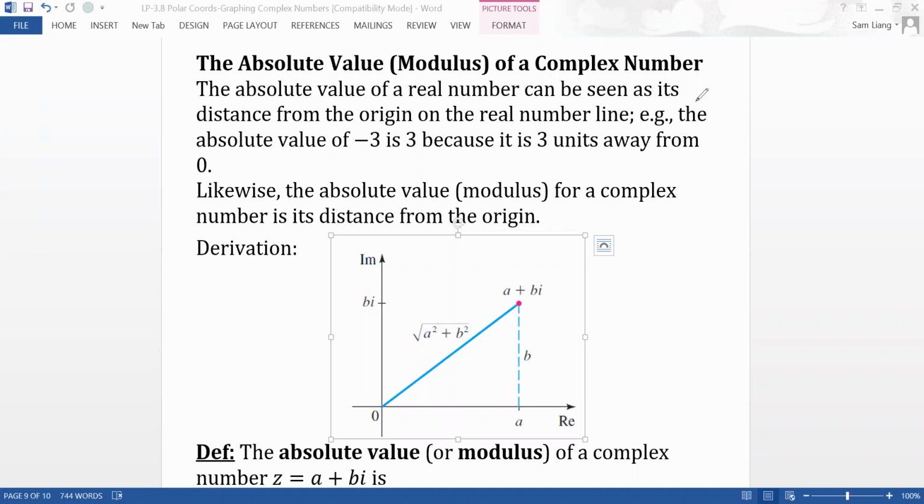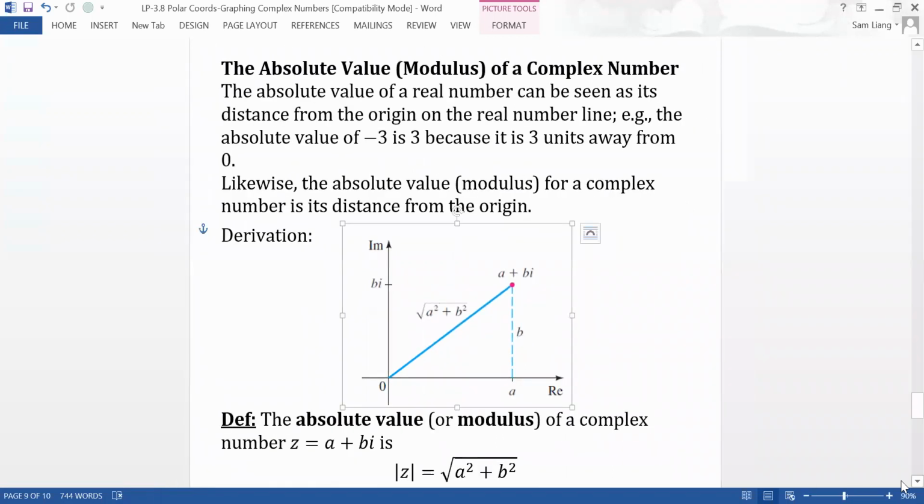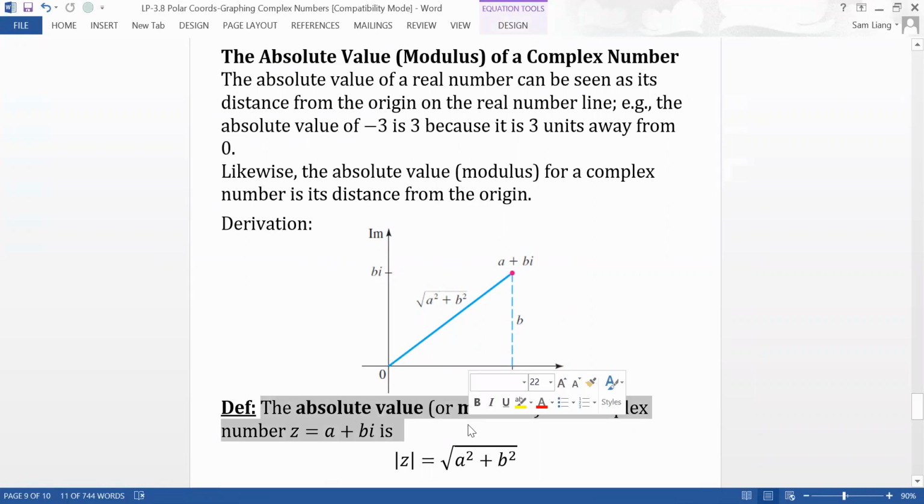But yeah, let me scroll down for the actual definition. So that's what it's going to be. Okay, so the absolute value or modulus of a complex number, z equals a plus bi, is, notice that we use the same notation, so just vertical bars around the number, and that equals the square root of a squared plus b squared. Where a is the real component, b is the imaginary component.